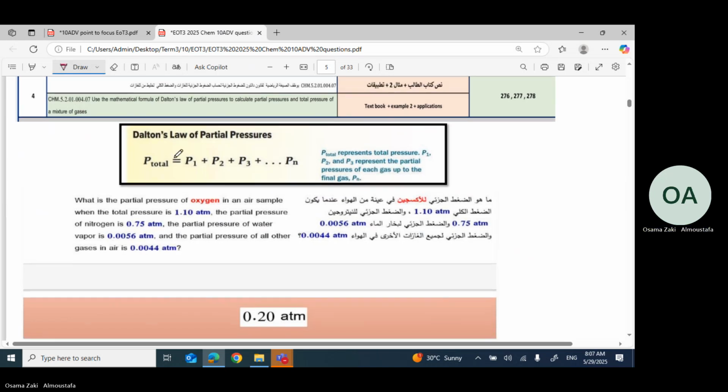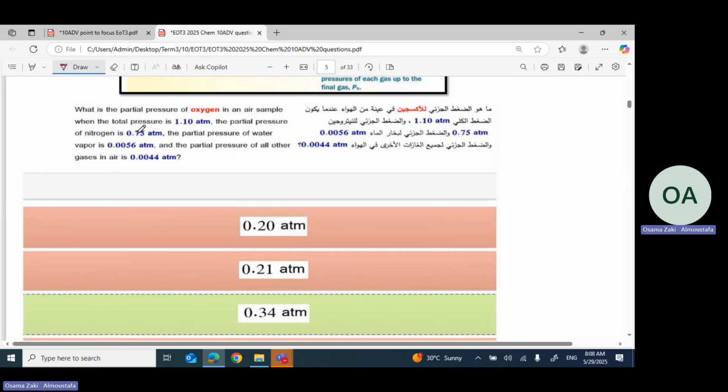Number 4, partial pressure. So use the mathematical formula of Dalton's law. Dalton's law is the partial pressure law. So total pressure equals P1 plus P2 plus P3 plus Pn. Okay, so here, what's the partial pressure of oxygen? There's oxygen gas in an air sample. So the total pressure is this. So P total equals P plus P plus P plus P.